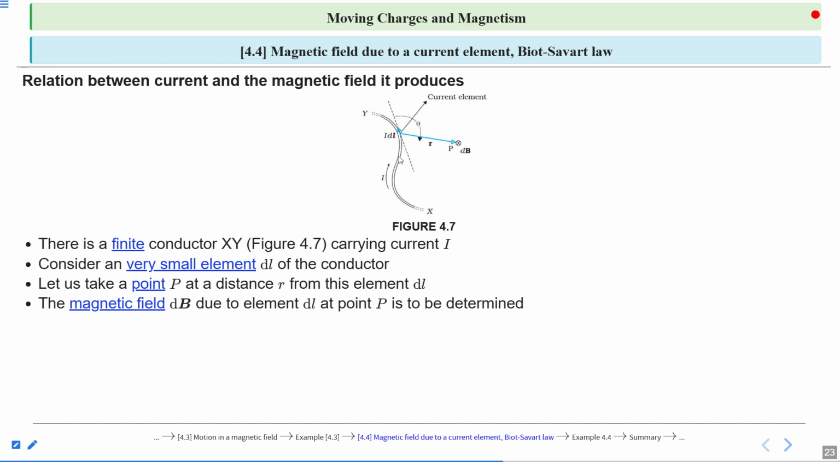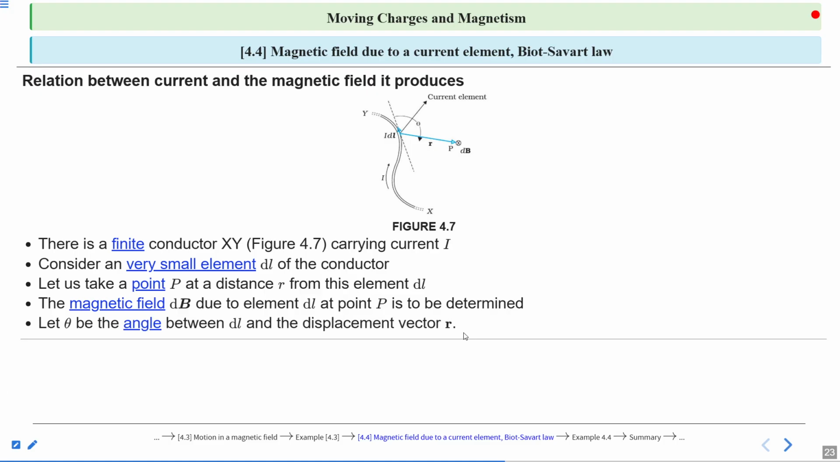But in the generalized formula, we are going to derive dB due to this small element dl. So the magnetic field dB due to small element dl at a point P is to be determined. Let theta be the angle between dl and r. This blue color arrow is showing the direction of dl. So this theta angle is between dl and this displacement vector r. So this is the theta.